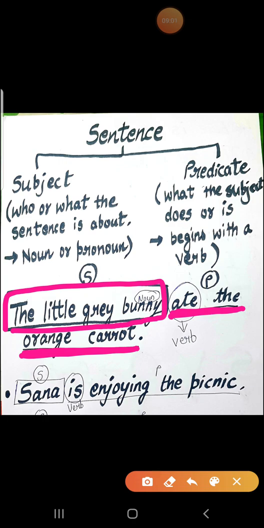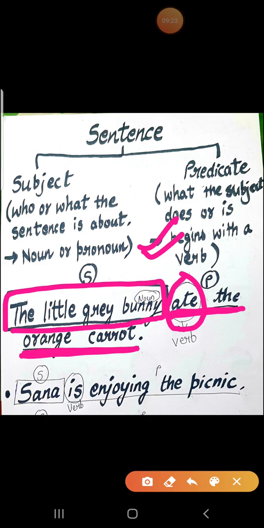And I said that this predicate begins, you can see this point, it begins with a verb. Here ate is our verb, and you can see the predicate is starting with a verb. So the second point is justified here.